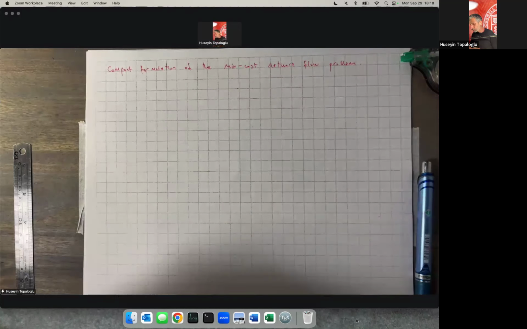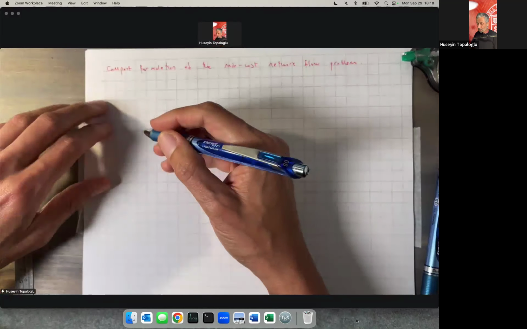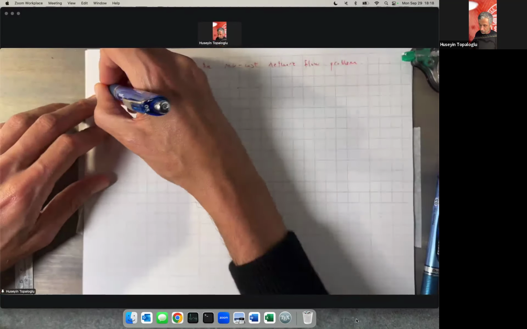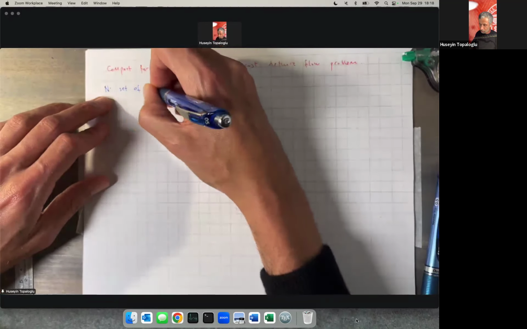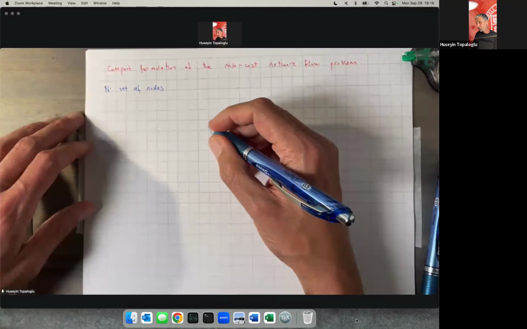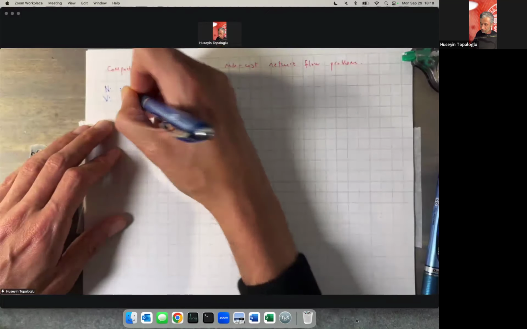When we write a compact formulation for a linear program, the first thing we do is characterize our data. What is the data for our min cost network flow problem? One piece of the data is the set of nodes. So let's say N is going to be our set of nodes. Another piece of data is going to be the set of arcs. So let me use A to be the set of arcs in my network.